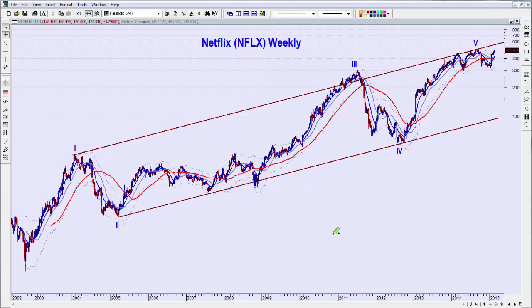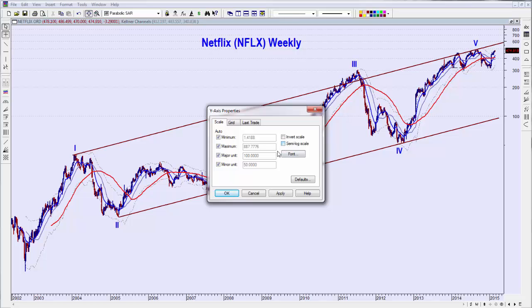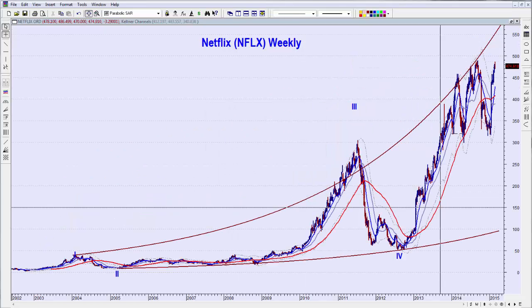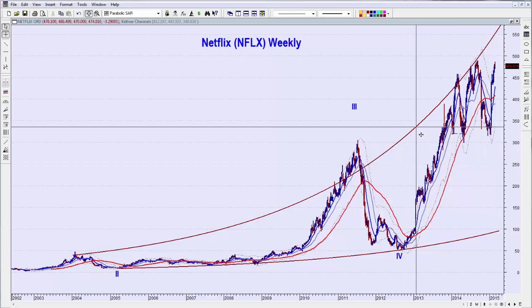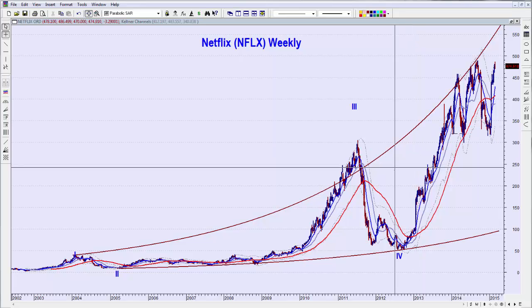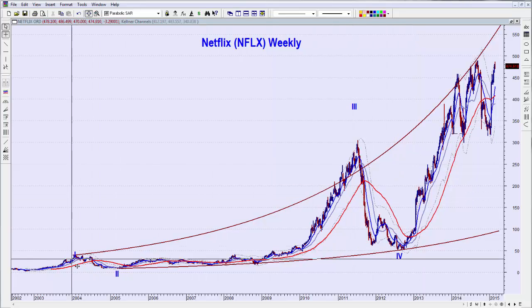Now, the other thing is some folks who don't use semi-log, this is not going to look right to you. When you take this and put it on arithmetic, it totally changes the picture, which is why, especially on longer term charts, there's an arithmetic chart. And of course, these trend lines are semi-log trend lines. So when you take them to arithmetic, they change and convert.